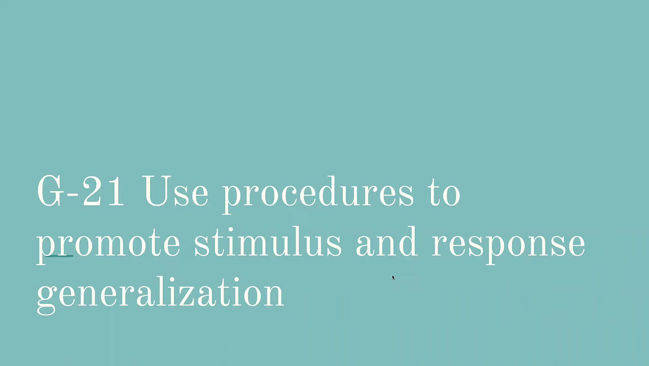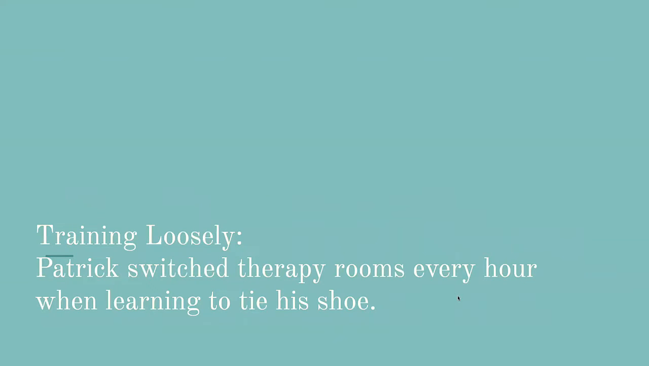The first way to program for generalization is training loosely. The reason I'm talking about training loosely first is because it's non-critical, not meaning it's not important. Non-critical simply means it does not directly impact the skill you're teaching. When we use training loosely, we change a non-critical element of the teaching or learning environment. If I'm teaching a kiddo how to write his name, I might wear a red shirt today. I might wear a blue shirt tomorrow. My shirt does not impact his ability or his learning acquisition of writing his name.